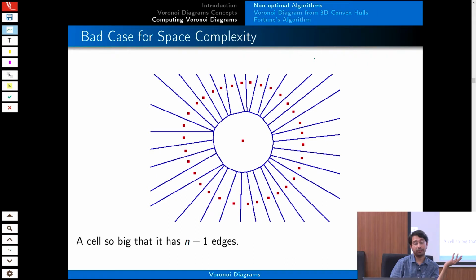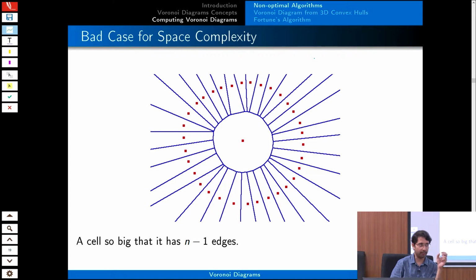So there can be n vertices in a Voronoi cell. So, how many cells will there be? For each site point there will be a cell. So, there are n site points, and the total number of vertices can be n square. Total number of vertices can be n square. Is it clear to everyone? It is not clear.